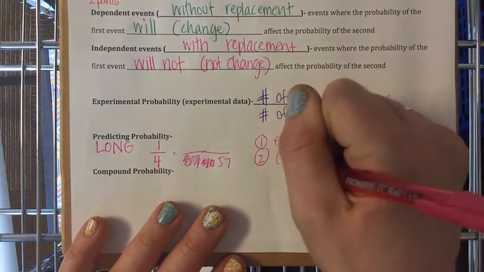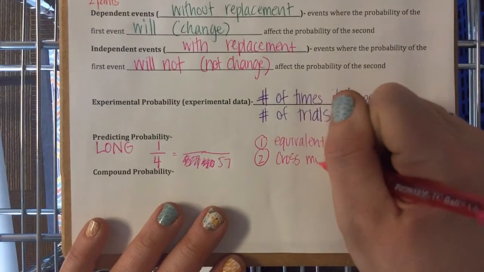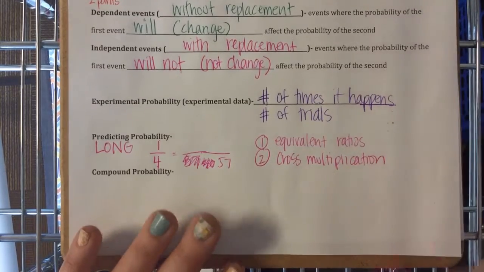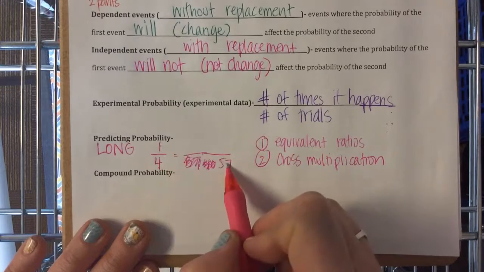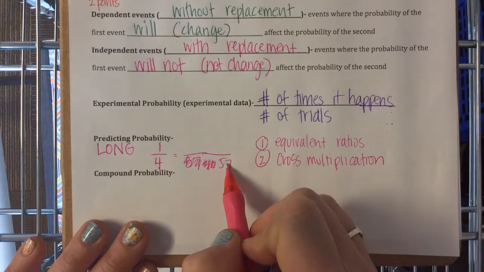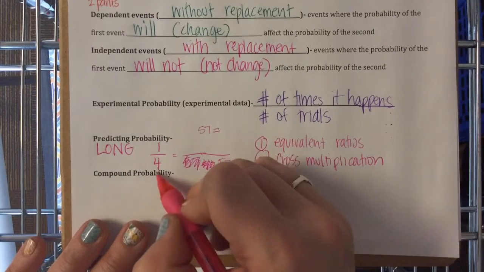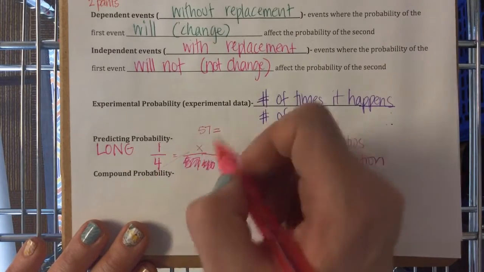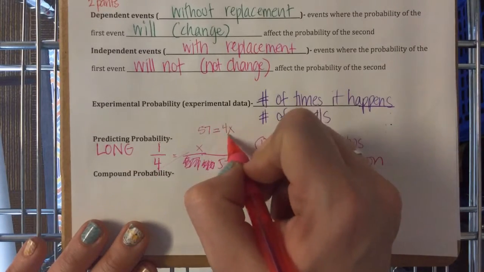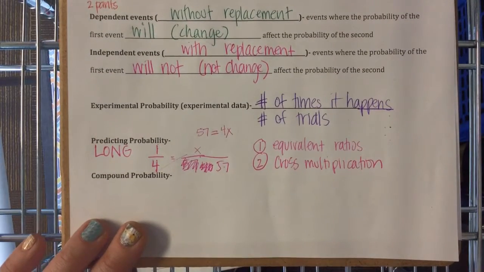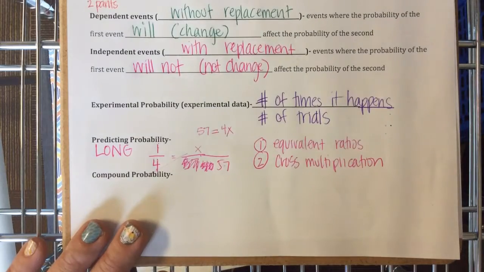Cross multiply. One times 57 is 57 equals 4 times an unknown. What do you get?